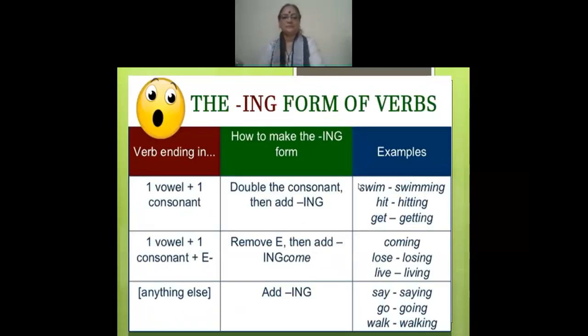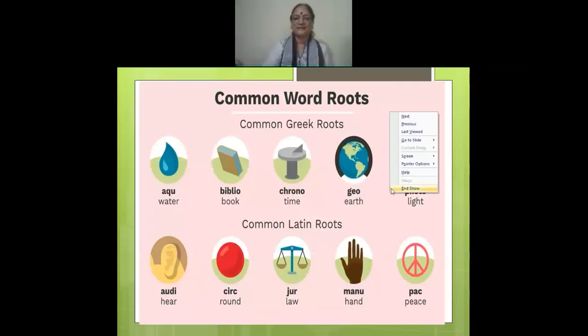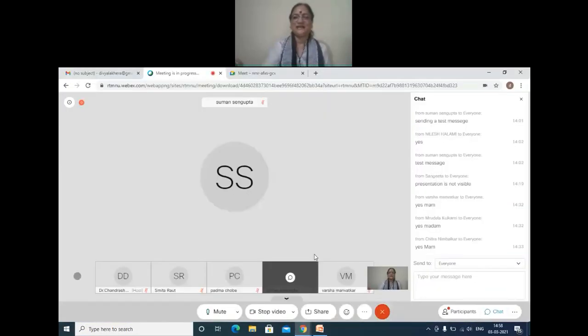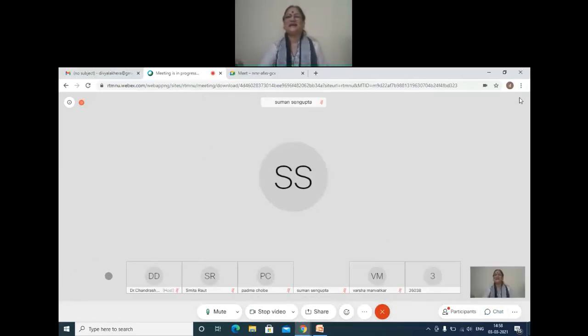Then we come to common root words. Achha, just tell me one more thing before I start something new, before we do the exercise, because I'm going to be doing an exercise with everyone. We talked about the vowels, but some consonants in English are very, very tricky. Can you tell me which consonants in English have a tricky pronunciation? Anybody?